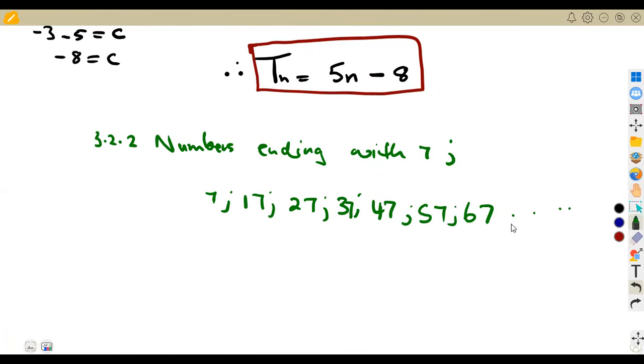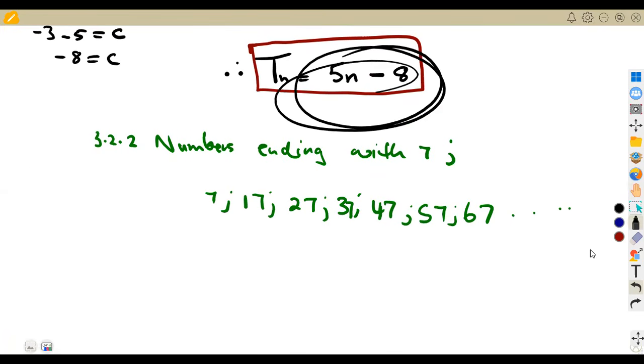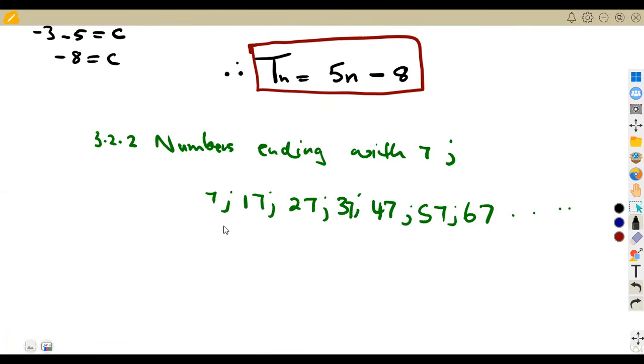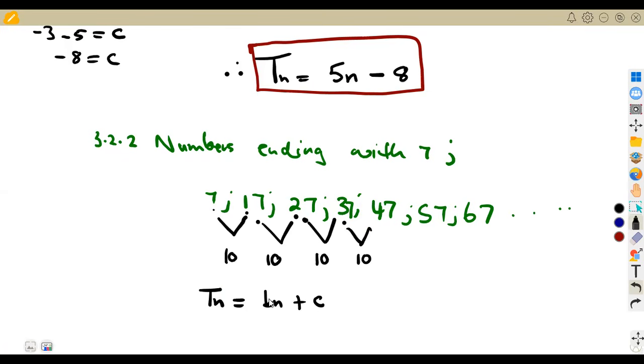So on these numbers, what is the difference? Because it has changed. If you check 17 minus 7, that's a difference of 10. 27 minus 17, a difference of 10. 37 minus 27, a difference of 10, throughout. But remember what I said: Tn is supposed to be given in the form of Bn plus C, where B is the difference. So we shall have our formula as Tn is equal to Bn plus C, where B is the difference of 10. So this is 10n plus C.